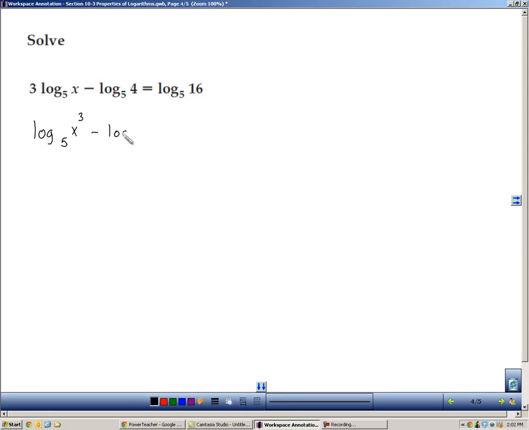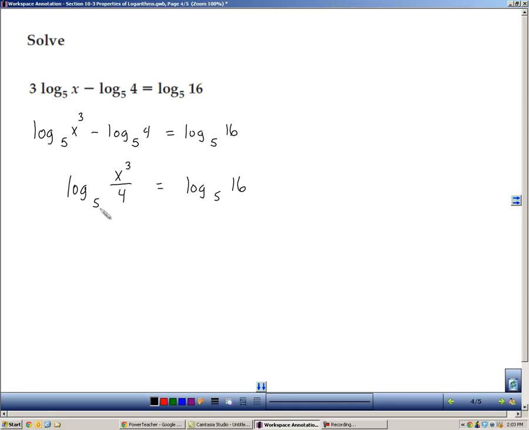And this is still minus log base 5 of 4. And that equals log base 5 of 16. Well, I'm trying to work towards getting one log on the left, one log on the right, and hopefully they're equal so that I can drop the logs and then just set the values equal. Well, here I notice that log base 5 minus log base 5, when I subtract, the quotient property says I can put those together in one log by dividing. So I could rewrite this as log base 5 of x cubed over 4.